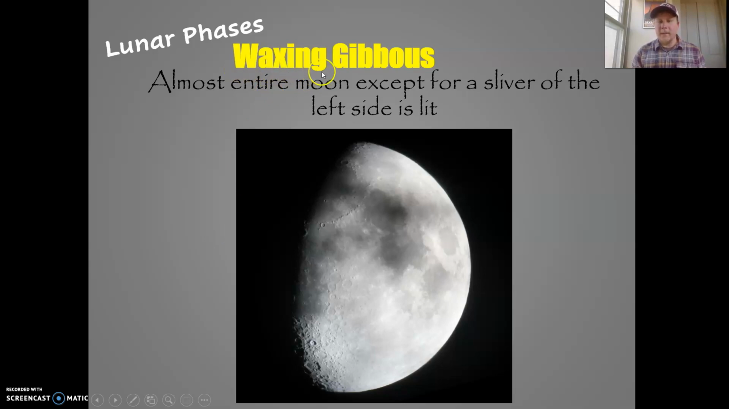So we still call it waxing, but now we call it gibbous. Gibbous means sort of inflated. And so we have this sort of inflated or sort of bulging part of the moon. It's not fully lit, but it's getting close. And so everything between the first quarter moon and a full moon is going to be the waxing gibbous. So almost the entire moon, minus a little bit of the left side, is lit up.